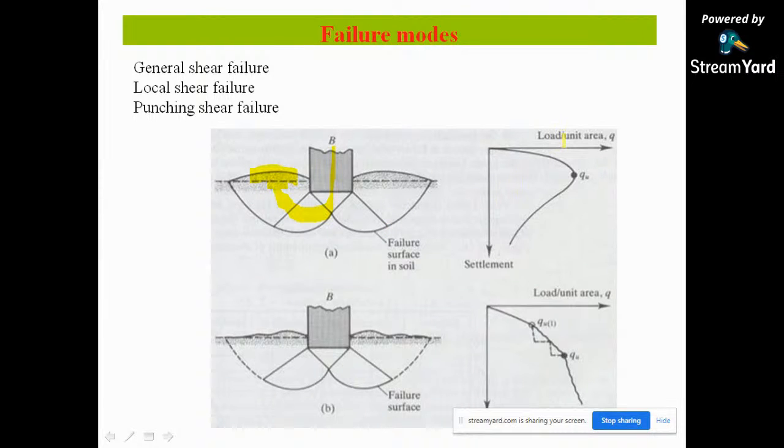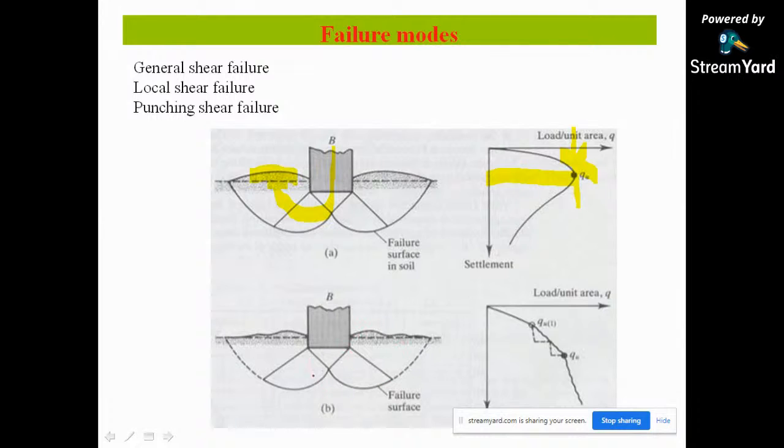Then you have to calculate load versus settlement, and if you draw a tangent here like this, then what will happen? This will give you the total loading for required settlement. So this will give you load versus settlement.